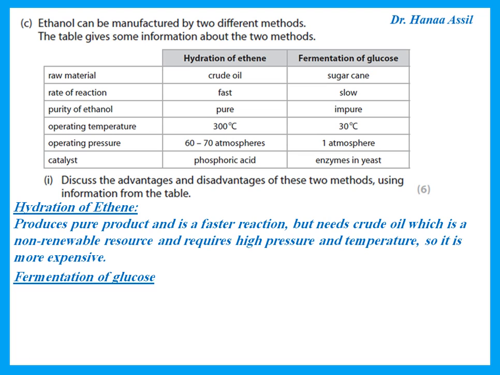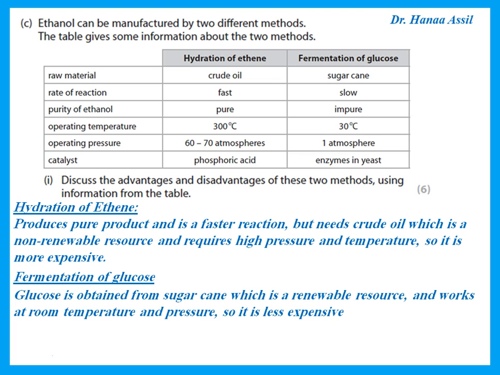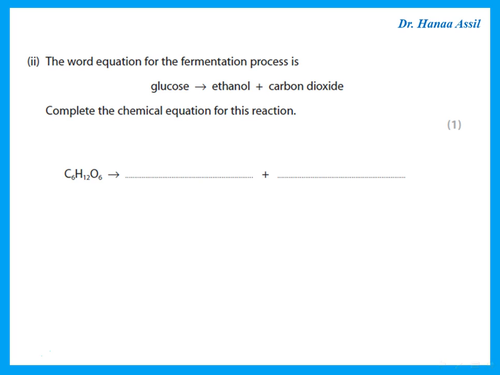What about fermentation of glucose? Well, you should realize that glucose is obtained from sugar cane. This is a renewable resource, so that's an advantage. It works at room temperature and pressure, so it is less expensive. You don't need to use a lot of energy. But then it is a slow process and the product is not pure, so you need to purify it. Okay? Please remember these two methods of making ethanol.